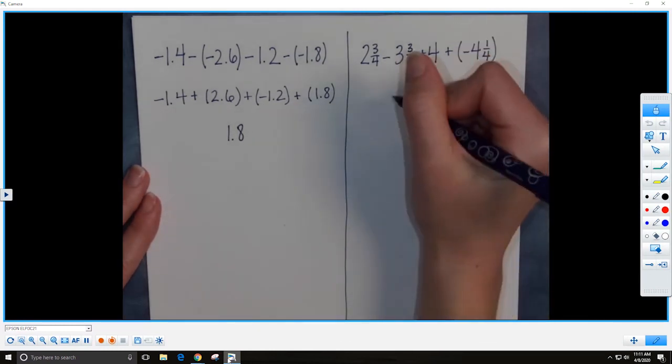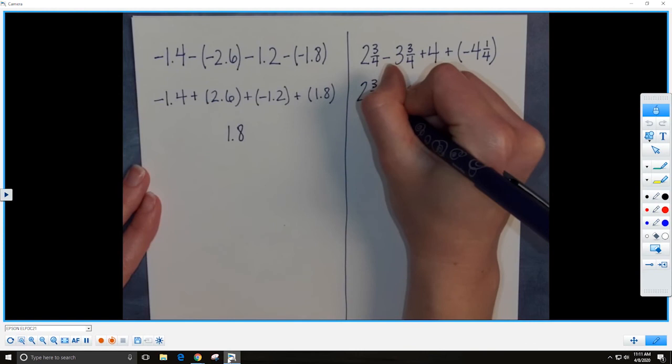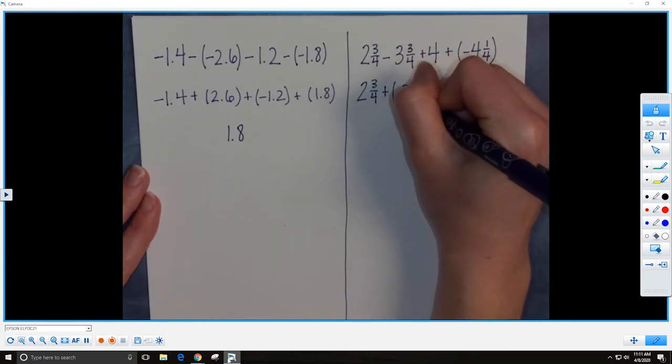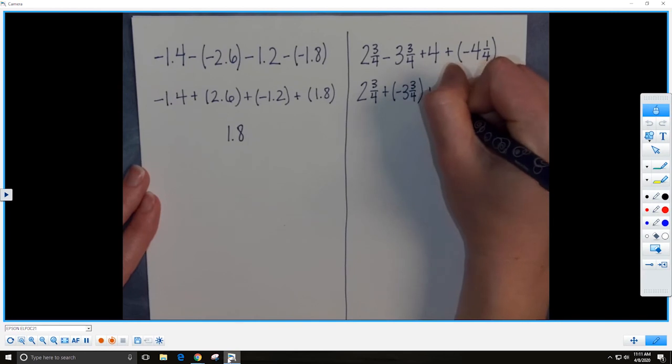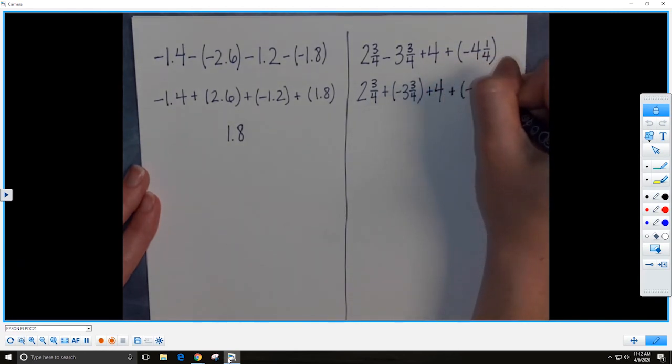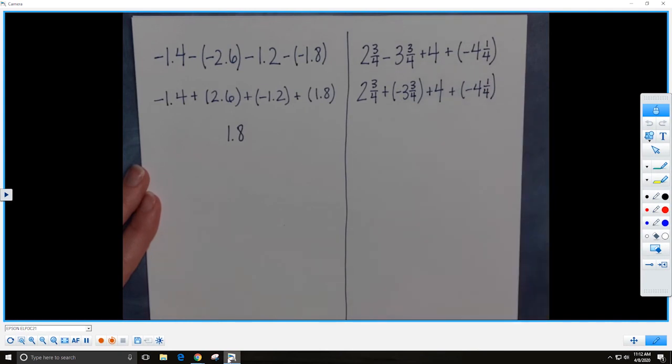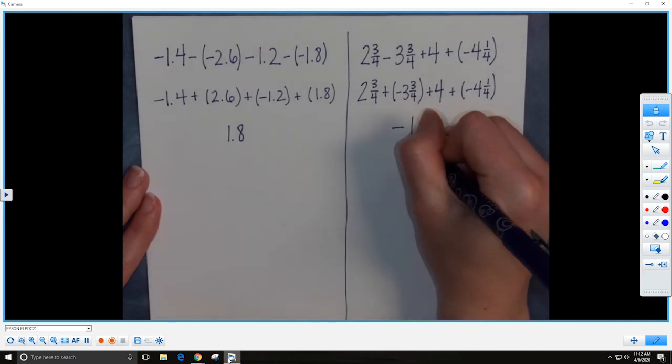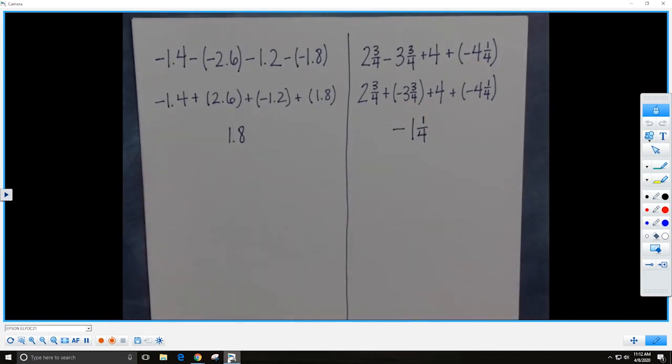Here, again, I would have used adding the opposite, so 2 3/4 plus negative 3 3/4 plus 4 plus negative 4 1/4. For this one, did you get negative and that your answer is negative 1 1/4? Fantastic work. Great work today, 7th grade. Today we reviewed addition and subtraction strategies to simplify expressions and solve problems with a focus on checking the reasonableness of our answers. You really did a great job.